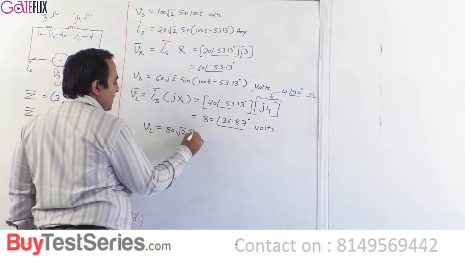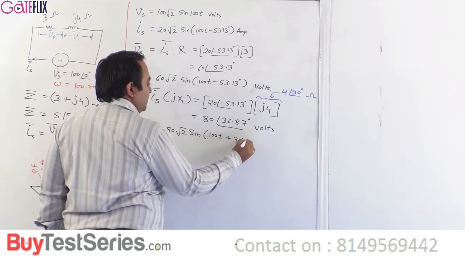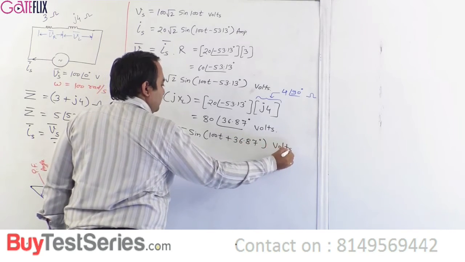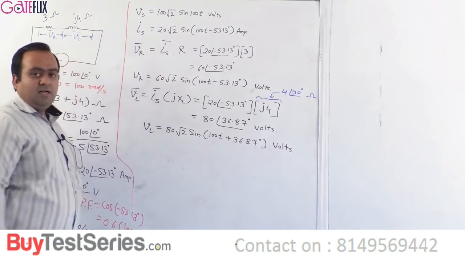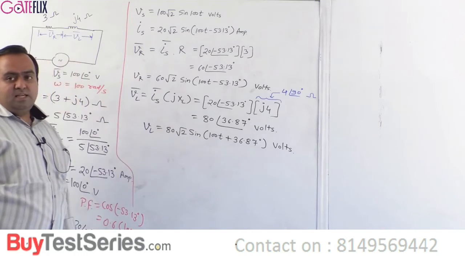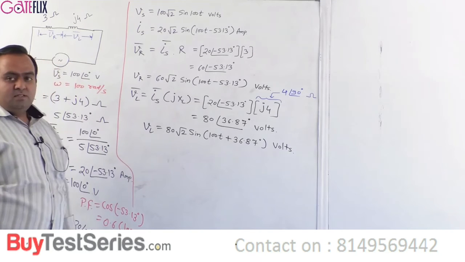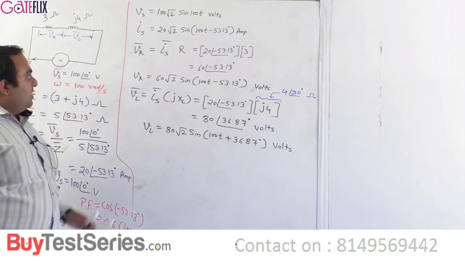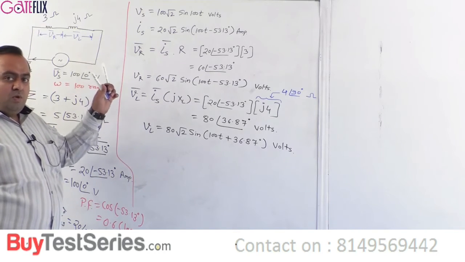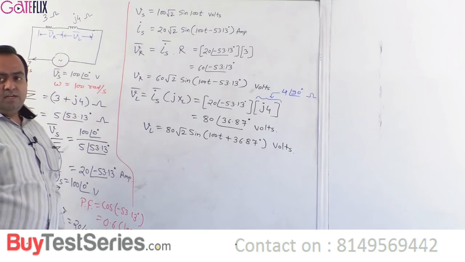So we can write this VL as a function of time as VL is equal to 80 root 2 sine of 100t plus 36.87 degrees volts. Alright, so this voltage VL, as a function of time, we can write in this way, omega is 100 radians per second. Is this okay? So we have calculated Is, VR, VL, and we have also written them as a function of time.